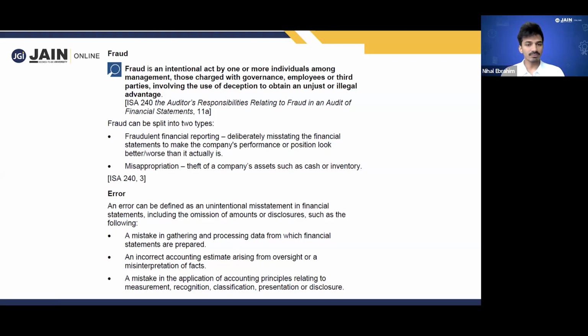The first one is fraudulent financial reporting, and the second one is misappropriation. Like the name suggests, the first one, fraudulent financial reporting, is pretty self-explanatory. It's basically the use of fraudulent practices in financial reporting.